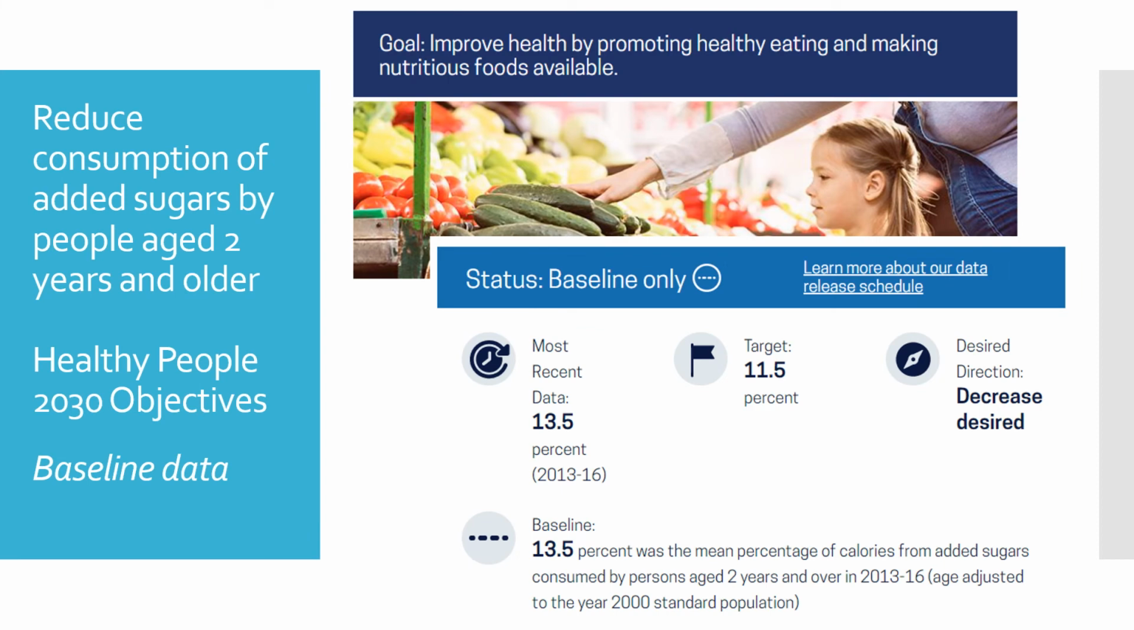Here's another goal: reduce consumption of added sugars by people aged 2 or older. So here we have a baseline of 13.5%. That was the mean percentage of calories from added sugars consumed by persons aged 2 and over the last time the data was collected. The goal is to get to 11.5% of calories from added sugars.